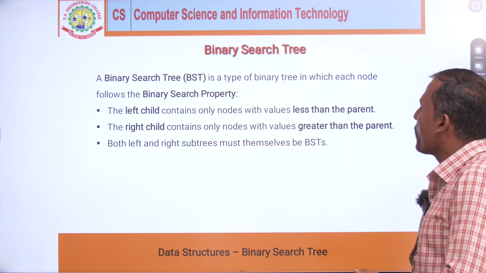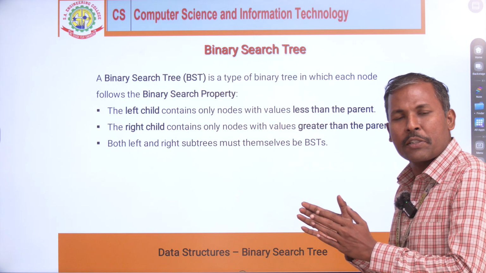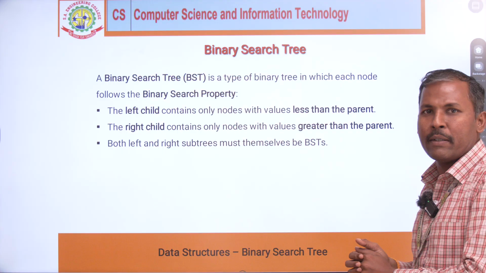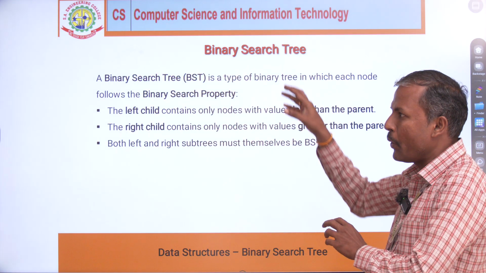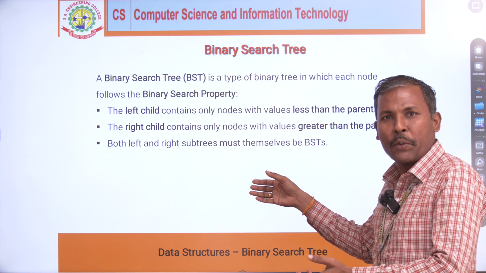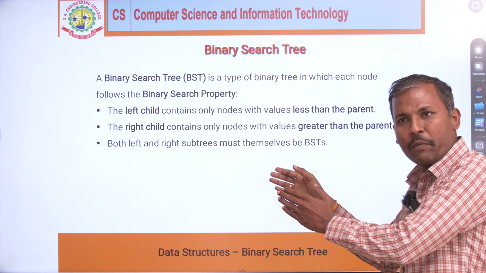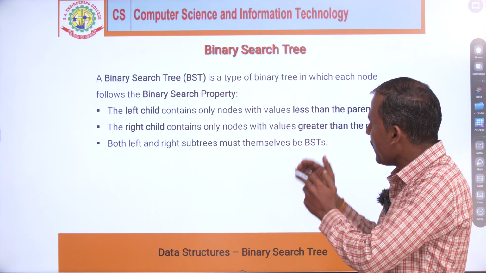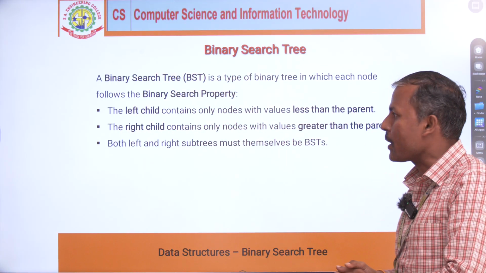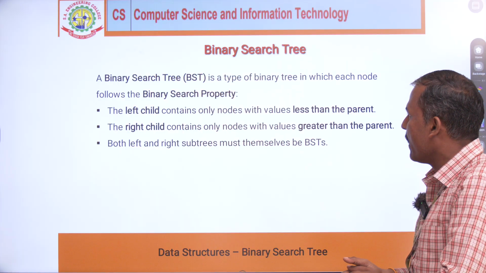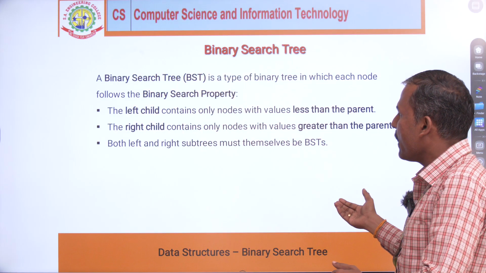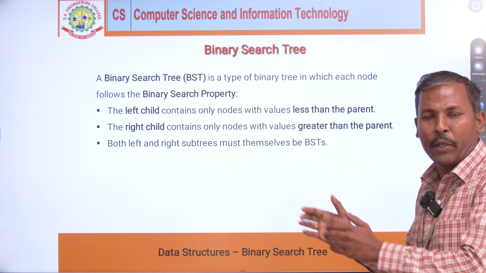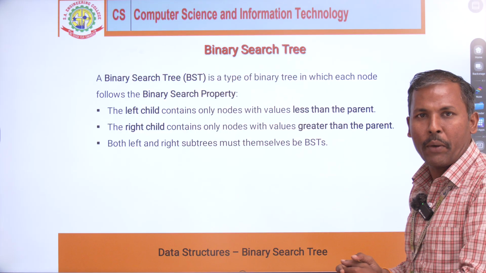Let me tell you the basic concepts of binary search tree. We all know that a binary search tree is a type of binary tree in which each node follows the binary search property. Am I right? So we always have a root, left child, and right child. As we know, the left child contains only nodes with values less than the parent, and the right child contains nodes with values greater than the parent. That is the concept of binary search tree, particularly about the left child and right child. So both the left and right subtrees have to follow the binary search tree property always. So this is what binary search tree is all about.